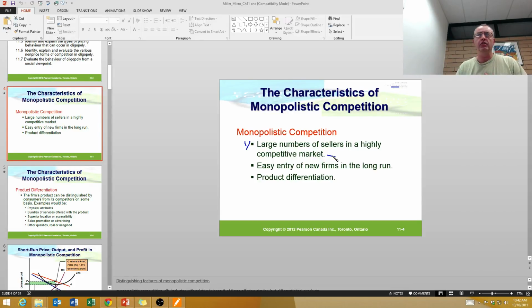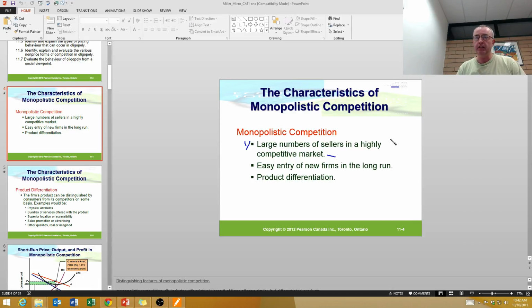And so it has more firms than monopoly, because monopoly only has one firm, but it has fewer firms than perfect competition. And there is no absolute number on these number of firms. It's all kind of a relative thing. Okay, and we have some assumptions about monopolistic competition.